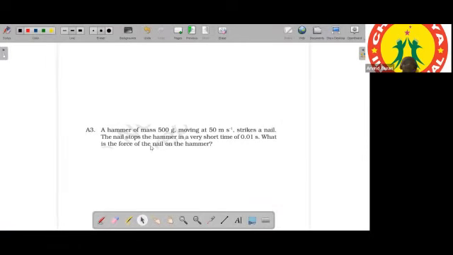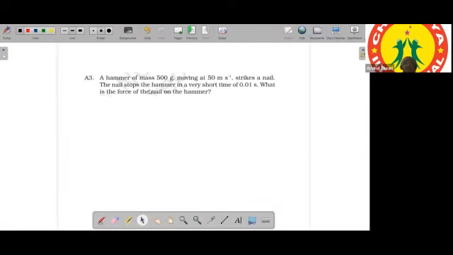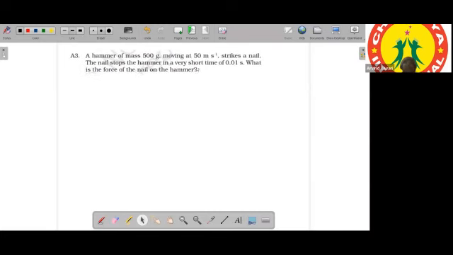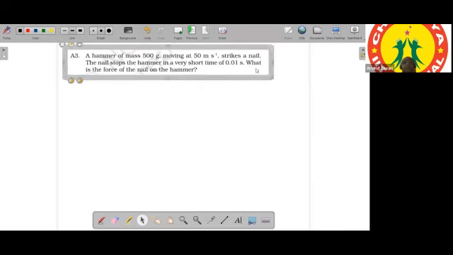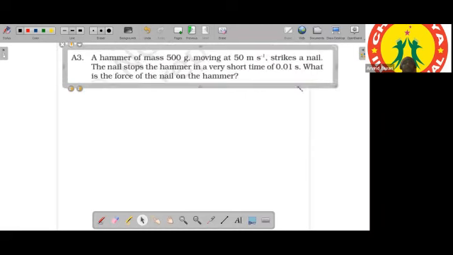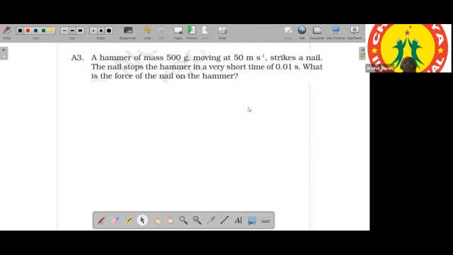A hammer of mass 500 gram, moving at 50 meter per second, strikes a nail. The nail stops the hammer in a very short time of 0.01 second. What is the force of the nail on the hammer?